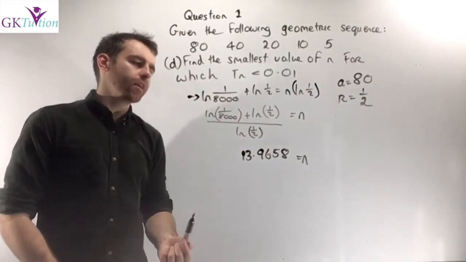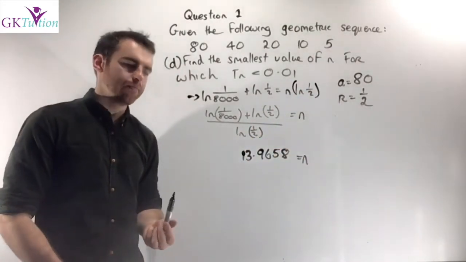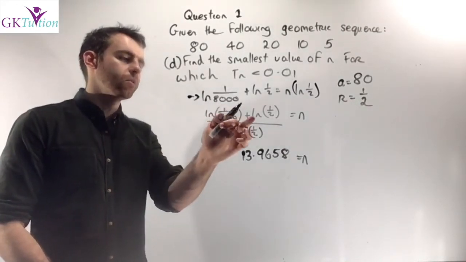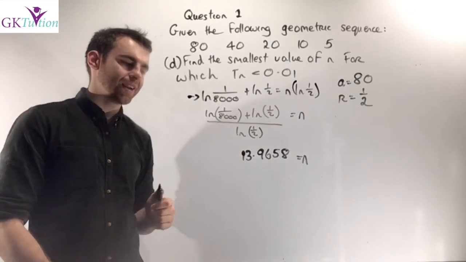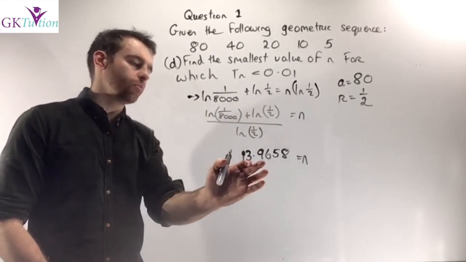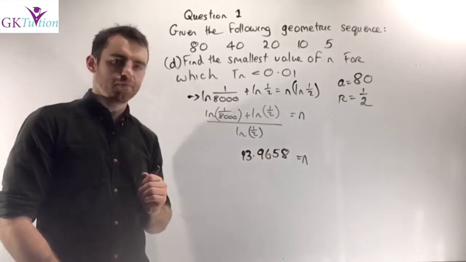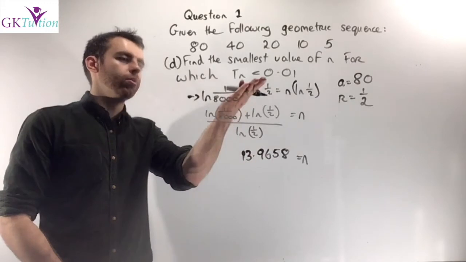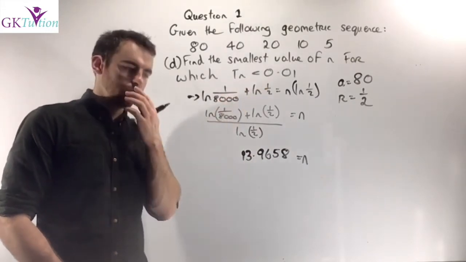If you divide the right hand side by ln a half, you're just left with n. If you divide the left hand side by ln a half, you have ln of 1 over 8,000 plus ln a half divided by ln a half. And if you plug all that into your calculator, you end up with 13.9658.